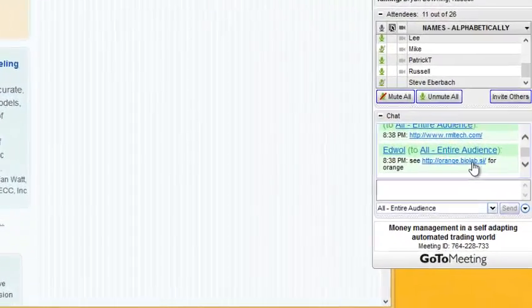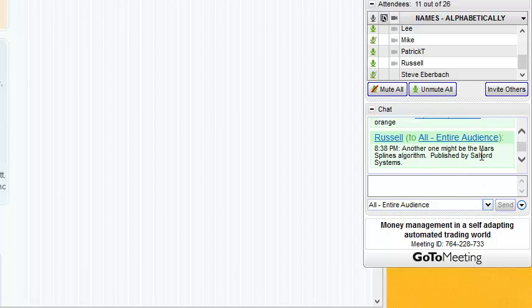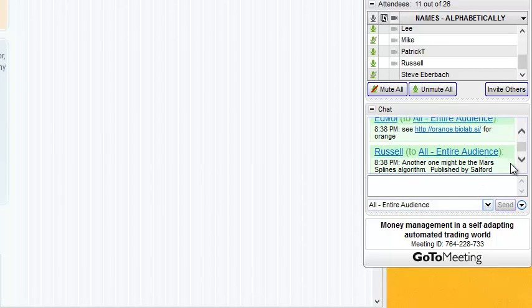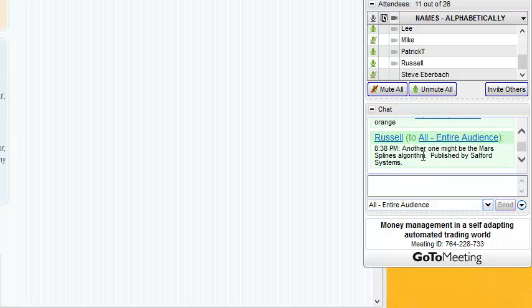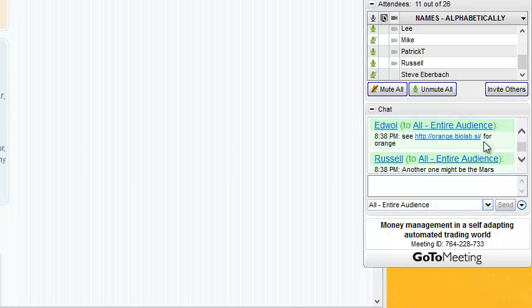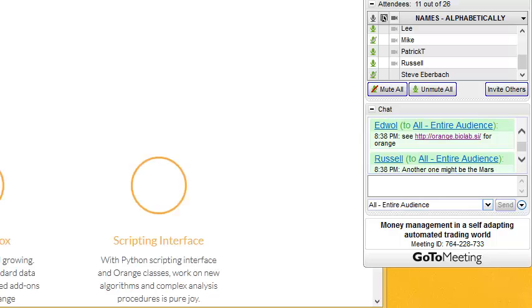I've never seen any of these. Anybody have any comments on this? Another one is the Mars splines algorithm published by Salford Systems. There's so much stuff out there. To be honest, it's confusing.